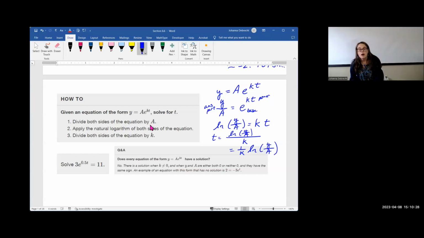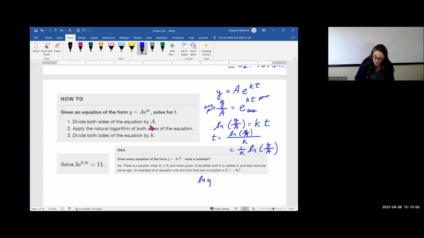And of course, you can also stretch out the y over a little bit and make it natural log of y minus the natural log of a. Now you can also solve it by taking the natural log of both sides of the equation, and that will likewise solve it as well. So let's take a look at that real fast.